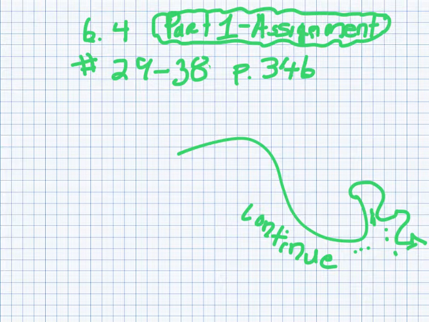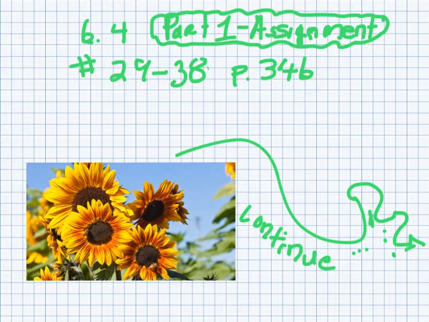So the first part of your assignment, for lesson 6.4, part 1 of this assignment is to do numbers 29 through 38 on page 346. And then after you do that, continue with the next part of this lesson.